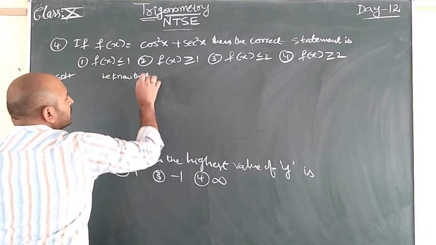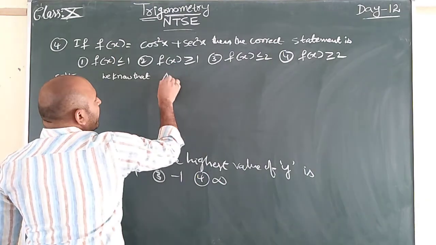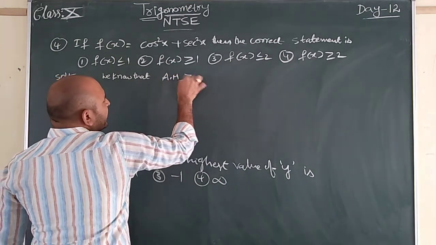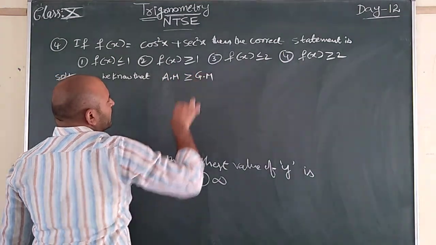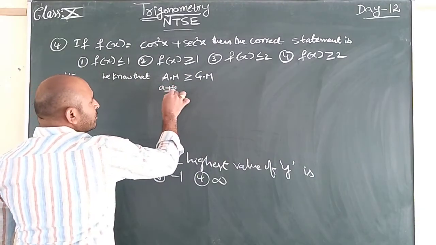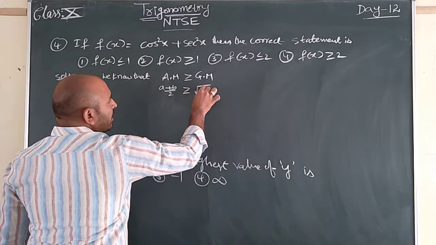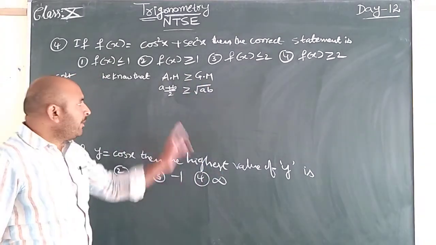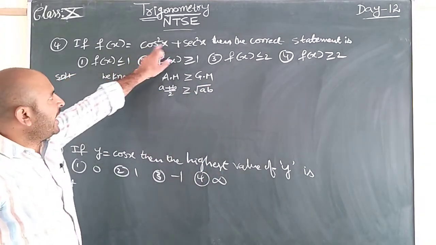We know that arithmetic mean is always greater than or equal to geometric mean. The arithmetic mean formula, (a plus b) by 2, is greater than or equal to the geometric mean formula, root ab. Here, this is a and this is b.